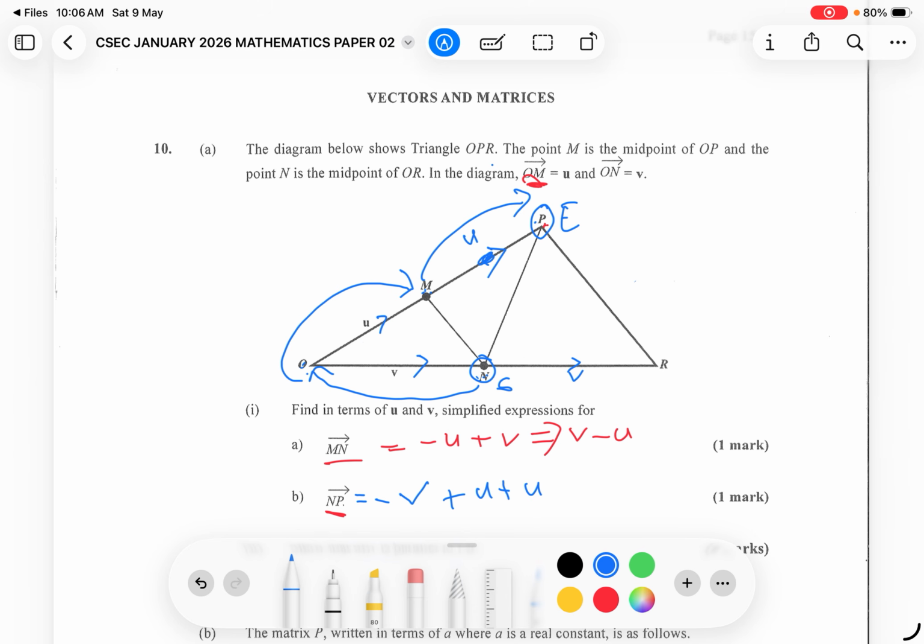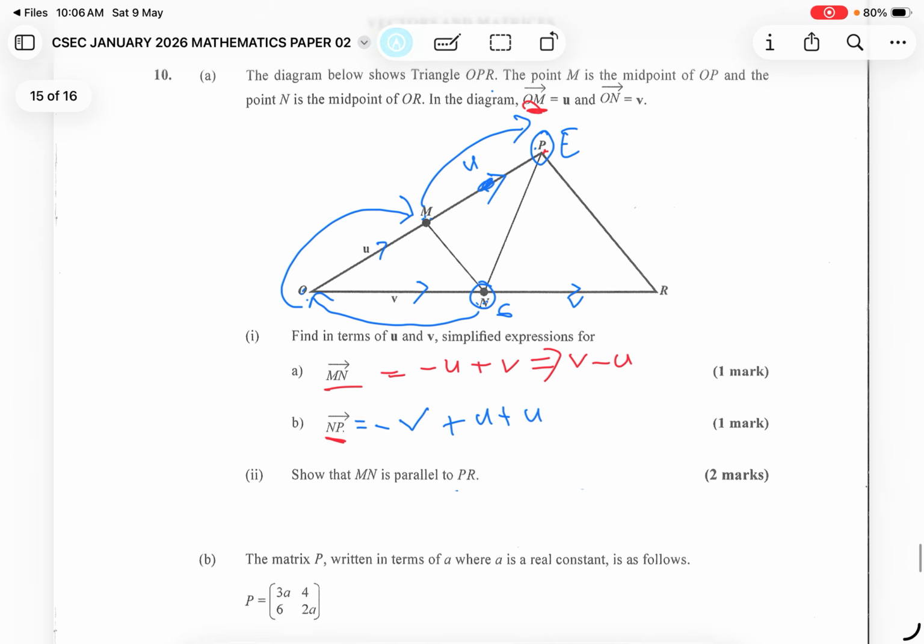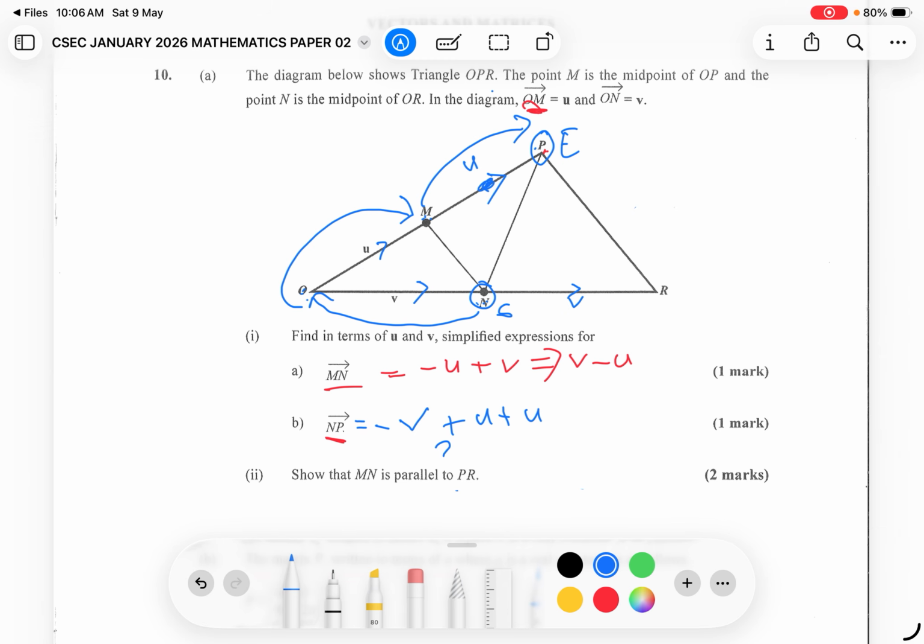So simplifying that, what does that become? Sorry, that's 2U minus V. Awesome. It says show that MN is parallel to PR. We're going to show that MN is parallel to PR. So this is MN. We already know that MN was V minus U.